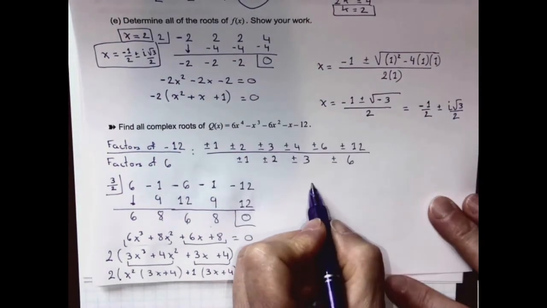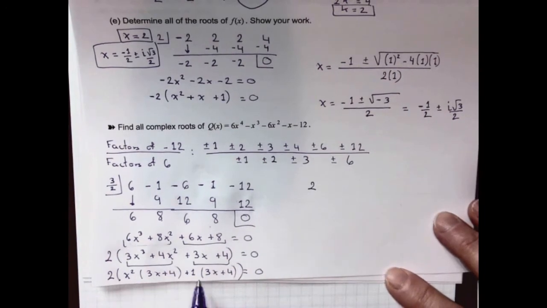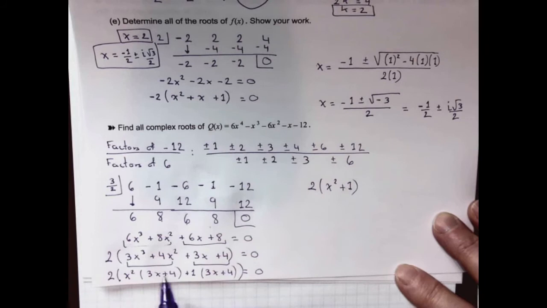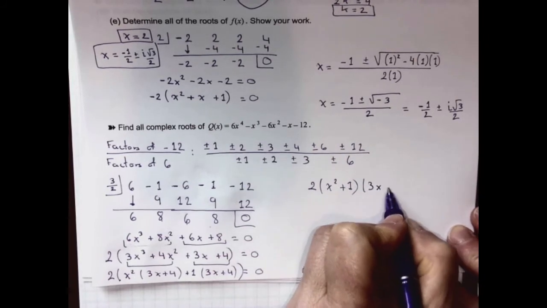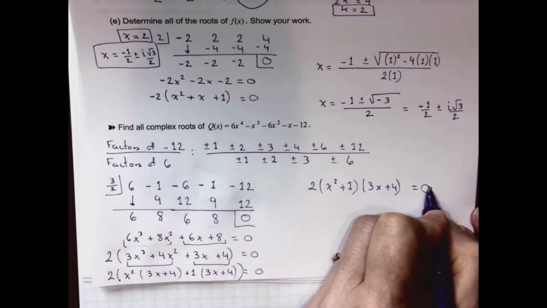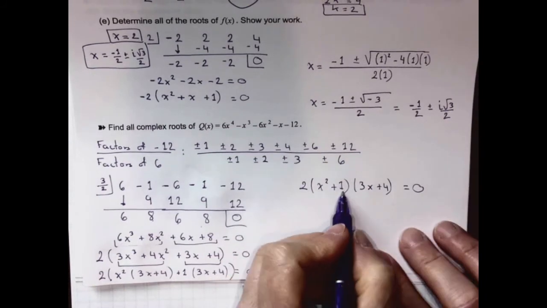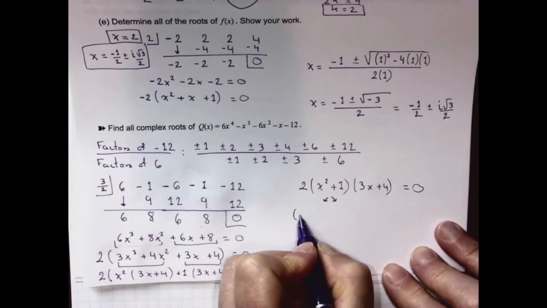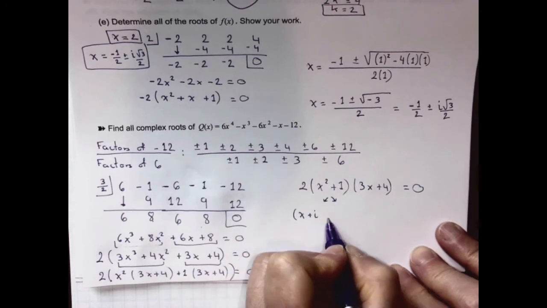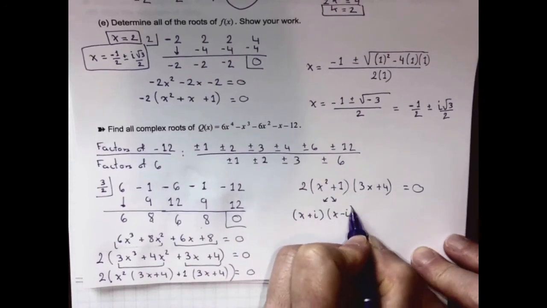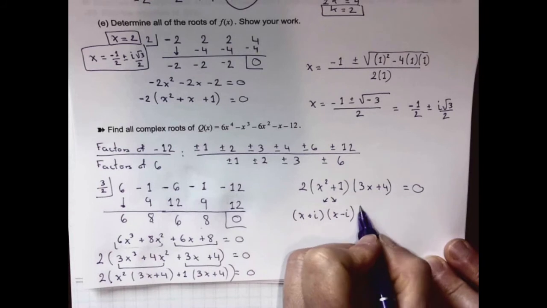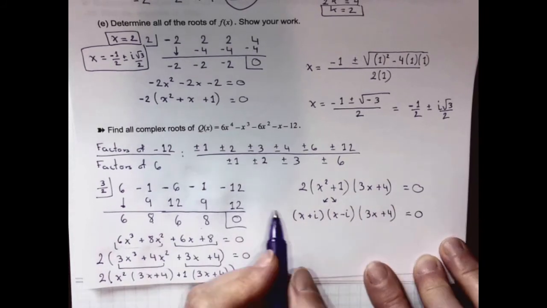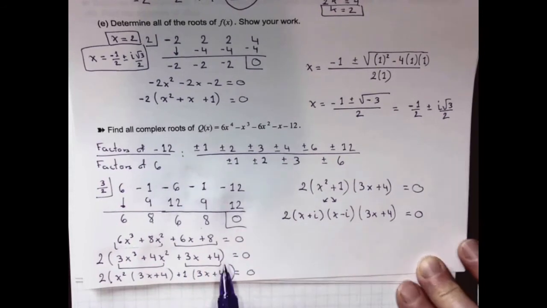And we have that 2 in the very front. We have x squared plus 1 and the 3x plus 4 equals 0. And so I know this here is going to factor into my complex conjugates as an x plus i and an x minus i, and this one just stays 3x plus 4. I don't need that 2 anymore, but I'm going to put it there.